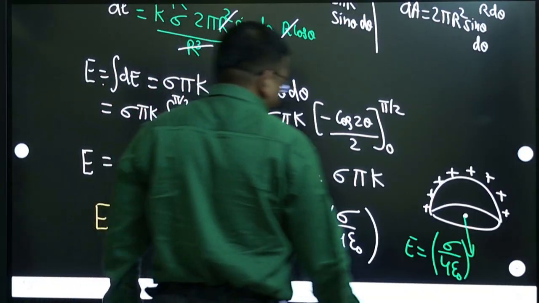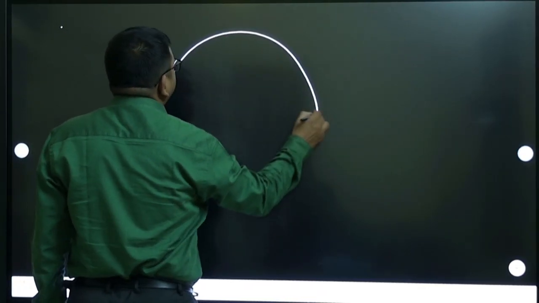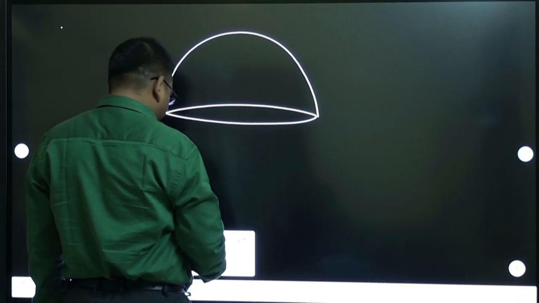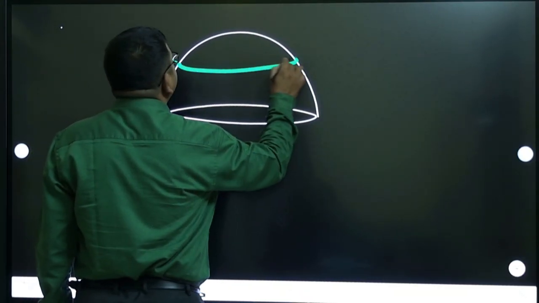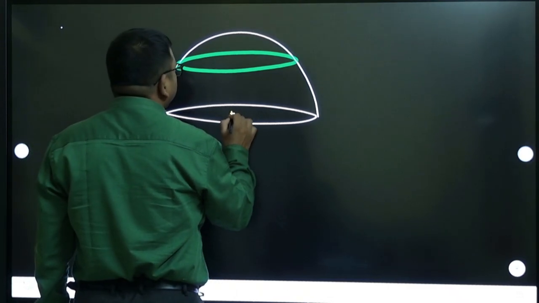Calculate potential. Now we want the potential. Again, we go with the same approach. Everything is going to be the same. You have made a ring element here. All calculations are the same. I am not going to repeat much of the calculation here.